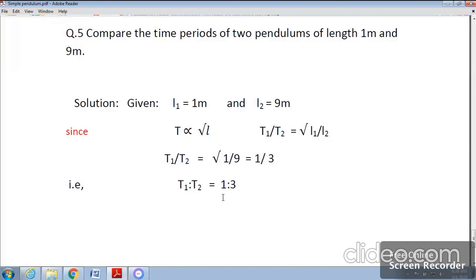Very simple numericals are there in this exercise. I know you can do it. So try and please practice the solved example numericals from this exercise also. A few questions I have given as assignment. Try to do them. Thank you.